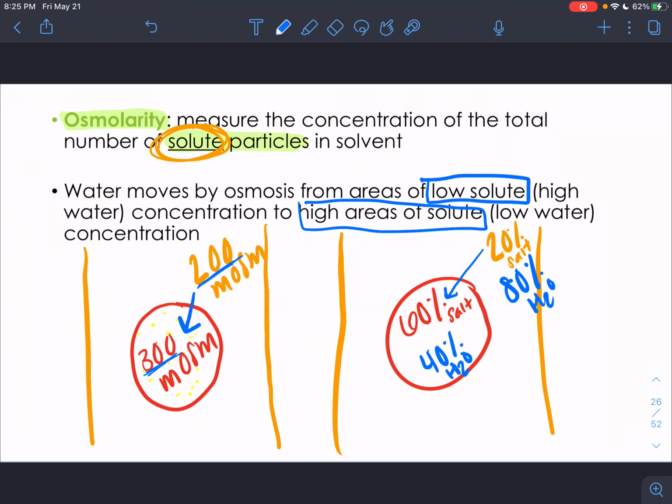Okay, so it's moving from low solute to high solute, or vice versa, moving from a high water to low water. So we have a lot of water outside, not much water inside, so water is going to want to go inside. There's two ways to think about that. Whatever makes most sense in your head. I know people can get confused easily, but when you're doing a problem, just make sure you're paying attention to the solute. Are you talking about the solute, or are you talking about water or the solvent? Because they're two very different things.